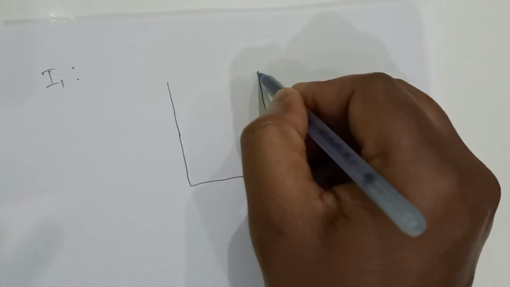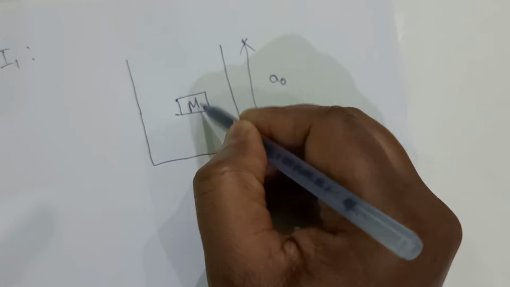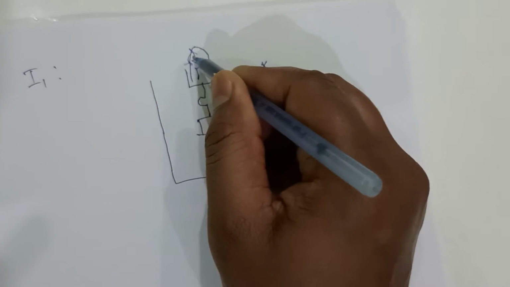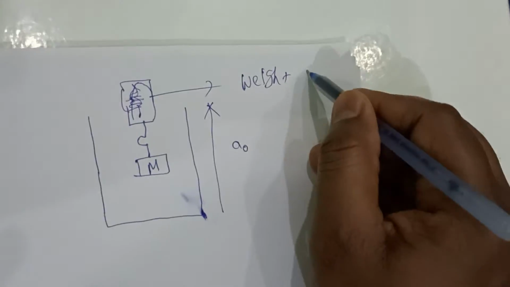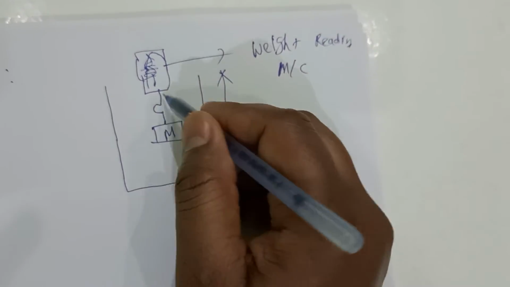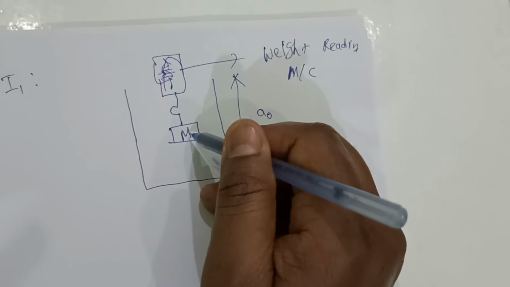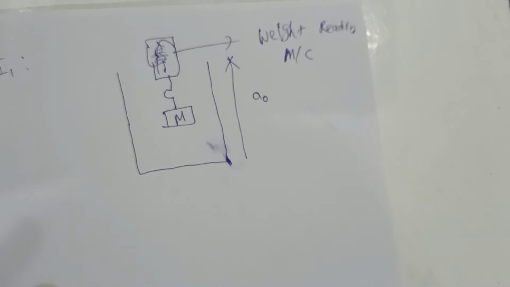I will use the first illustration here. Suppose this is some kind of lift, and it is moving upward with acceleration a0, and we have one block of mass m, which is connected to a weight reading machine. It has a scale, and it will read. So this is the weight reading machine. Obviously this will read the total downward force acting on this block. We'll calculate it with the help of a free body diagram.